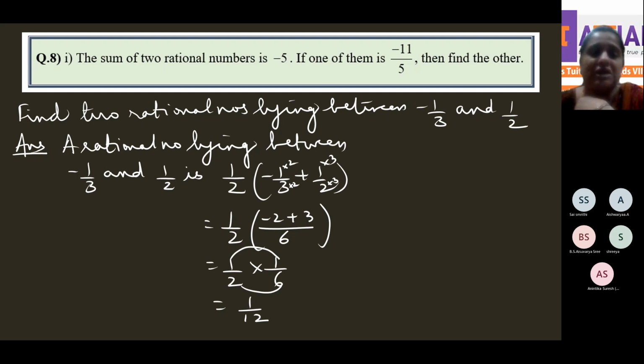The question is: find two rational numbers lying between -1/3 and 1/2.